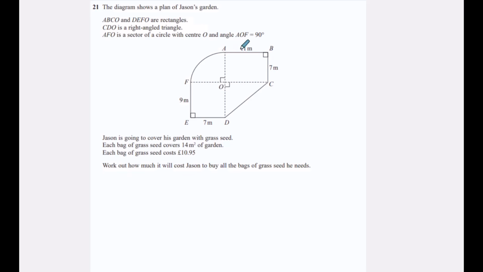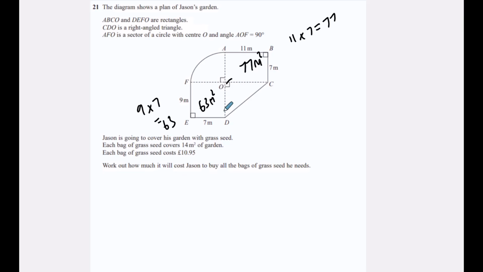So for the rectangle, just base times height, 7 times 11 is 77 meters squared. 7 times 9 is 63 meters squared. And I'll just write down those calculations. When you're doing the exam, it's a good idea to write down any calculations you do, just in case you make a mistake in that calculation. If the method is there, then you can get the follow-through marks that might come afterwards.